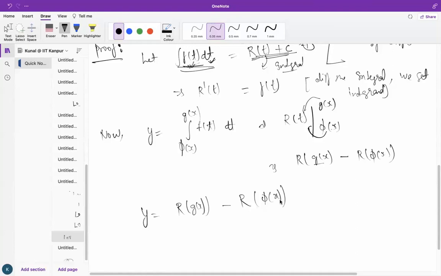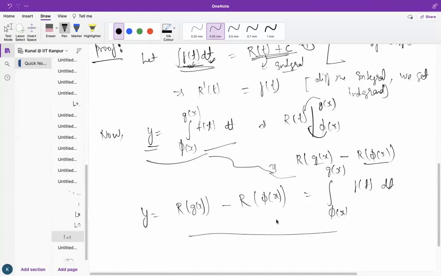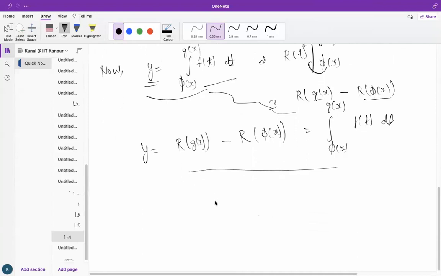And it is also equal to the integral from phi x to g x of f(t) dt, right? From there I got this result. So we can actually write this and this in one line. I'm doing nothing, I just write the y term and this term and this term in one line. Now try to differentiate both.